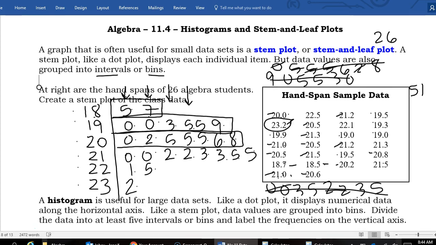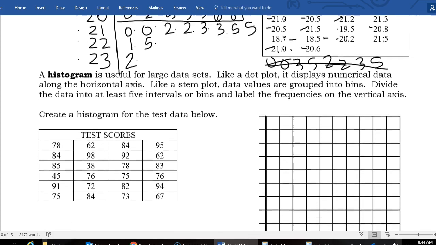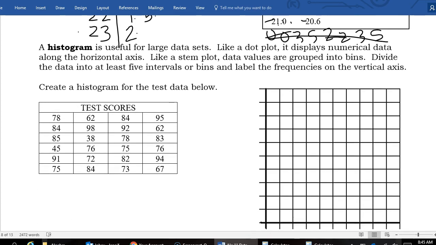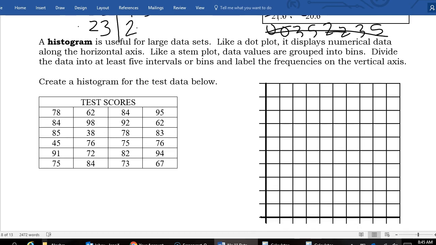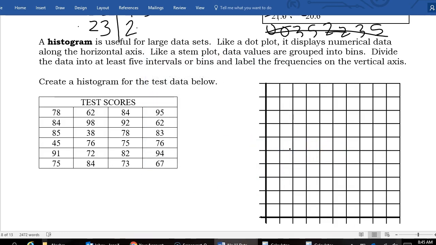So next we're going to talk about a histogram. And so we're going to use these test scores to make a histogram. Again, we're going to group or chunk the data, but we're not going to be worried about each individual data point, just how many are in each interval or bin or chunk, same word.